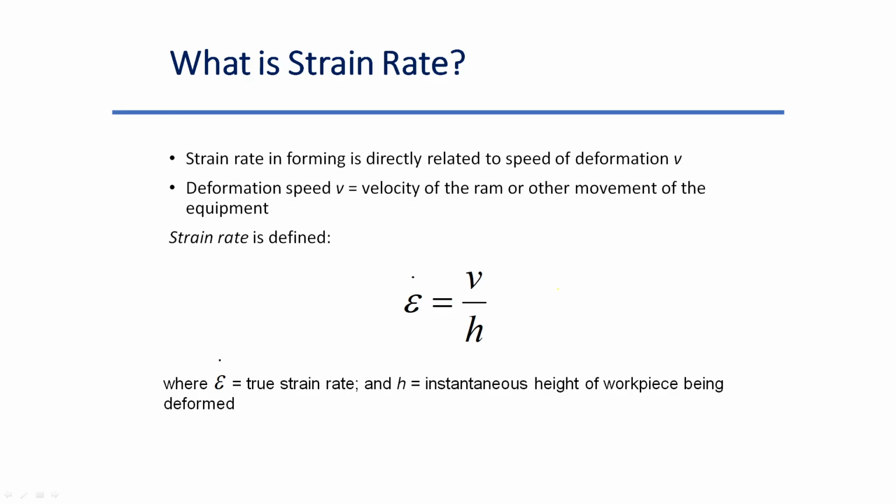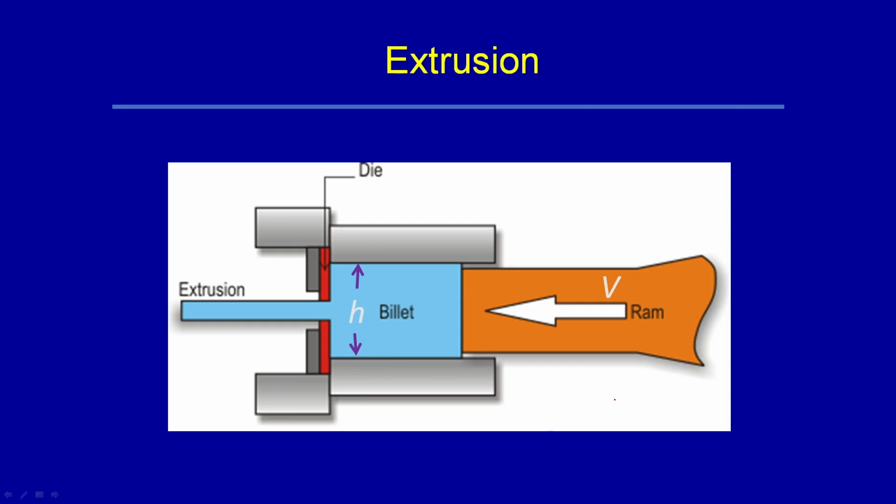And the fundamental equation for the strain rate measurement is nothing but velocity divided by h. You can clearly see this strain rate unit is second inverse. Unit of strain rate is second inverse, right? V is meter per second, h is meter, so then it becomes second inverse. V is the velocity of the ram or velocity of the movement of the equipment basically, and h is the distance or the thickness many times, the instantaneous height of the workpiece, as written here. It can be thickness also. That's how the strain rate is defined. Here you can see that h is this, v is this. So you can easily measure what is the strain rate.